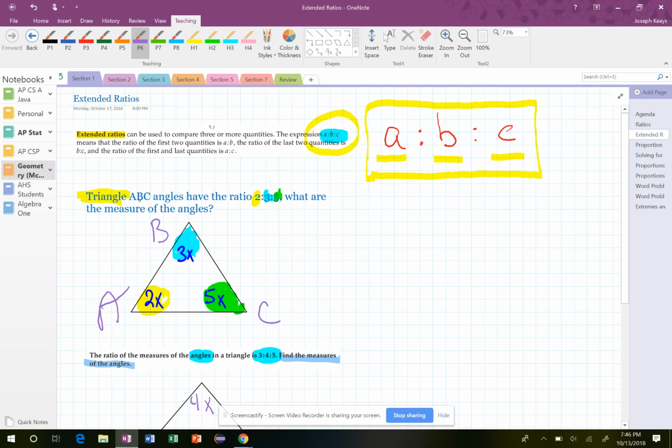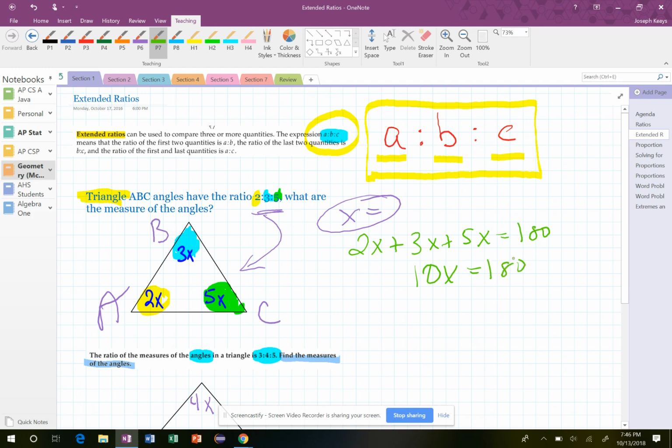That's their angles. So ABC's angles have the ratio 2 to 3 to 5. What are the measures of the angles? So I drew a little diagram here on how you're going to take this information and translate it into this geometric problem here. So the goal now is to find these angles. In order to find these angles, you got to find x first. Well, how do we find x? Well, the angle sum theorem tells us what? 2x plus 3x plus 5x has to be equal to 180. So when I add up all these numbers in here, this looks like 10 x's equals 180, x is 18.